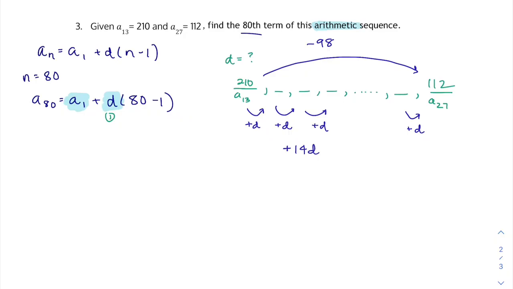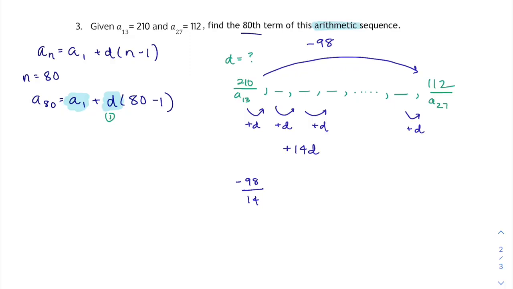We are going negative 98 over 14 terms, but we know that the common difference has to be equal, so we need to cut up negative 98 into 14 equal pieces. What math operation allows us to take a number and divide it up into equal pieces? It's division. So the way that I'll find my common difference is I'll do negative 98 divided by 14.